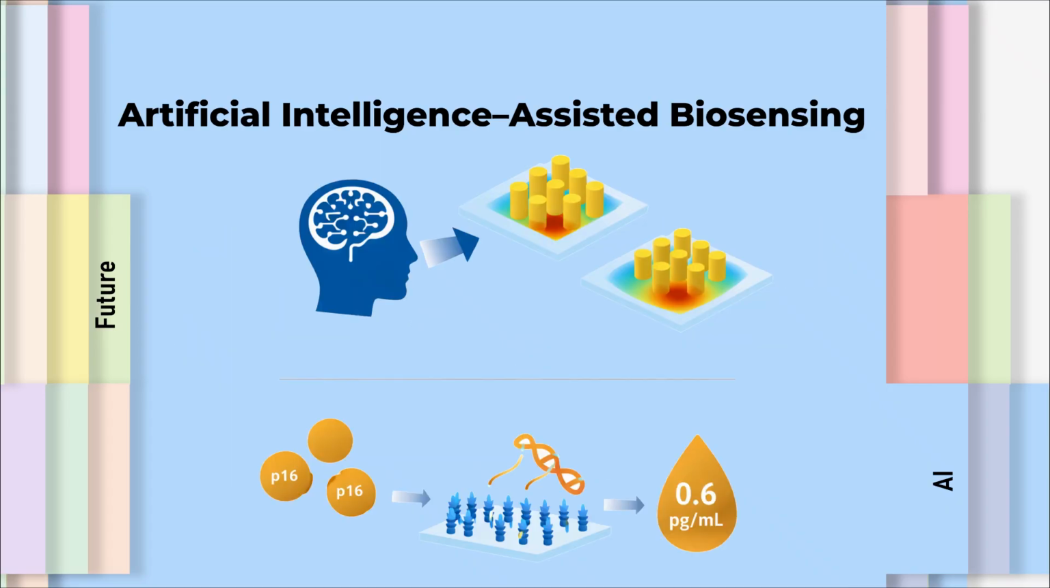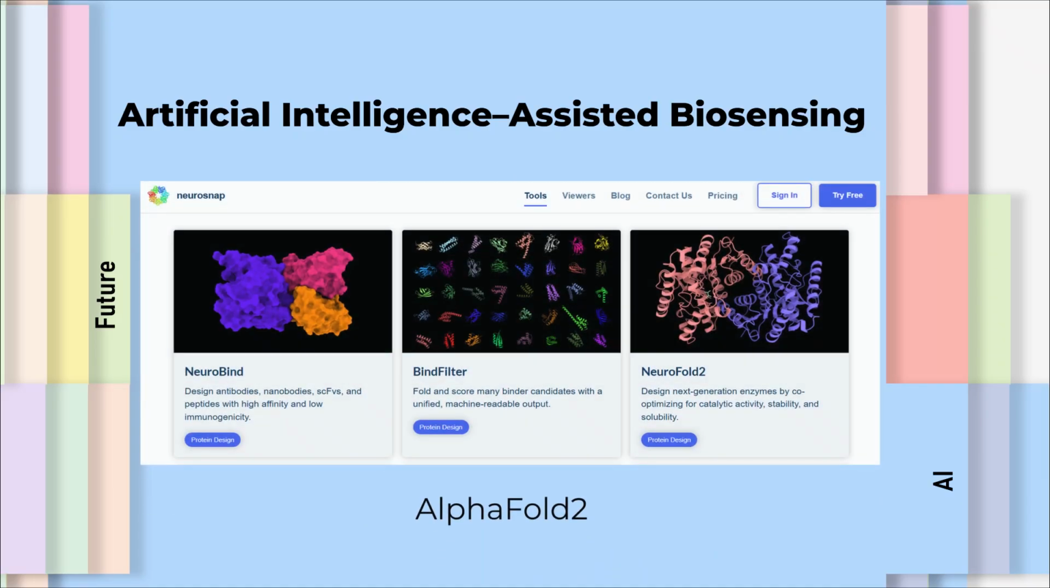AI can improve transduction by predicting plasmonic nanostructure geometries that give optimal responses. It has also enabled signal fingerprint detection of the P16 protein down to 0.6 picograms per milliliter. In recognition element design, tools such as AlphaFold 2 have predicted over 200 million protein structures. RoseTTAFold uses a 3-track neural network to achieve similar structure prediction accuracy.